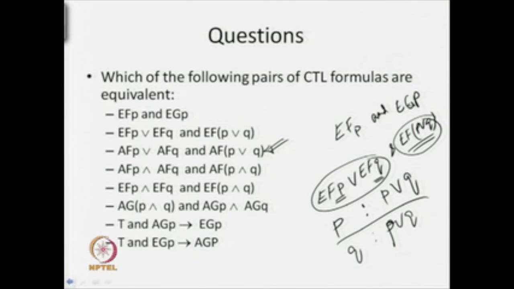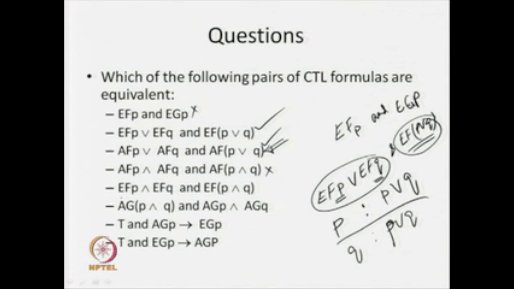Okay. Now, so we are saying that the first is not equivalent to the second, and the first one is not equivalent to the third, but the second and third one are equivalent. Now, similarly, again, E f p and E f q, and E f (p and q). So, this is similar to the previous formula. Instead of your all path, now here I am having there exists a path.